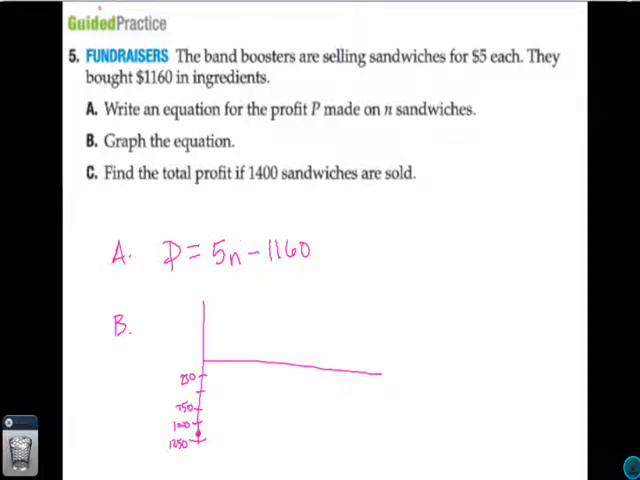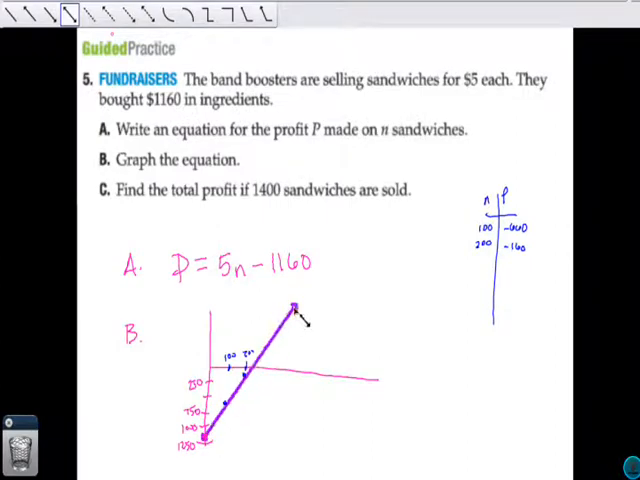It's probably easier to make a table here to graph this. So here's n and here's p. I don't want to use 1. It's too small. We're going to be doing this forever. So let's say we do 100. If we do 100 sandwiches, this is negative 660. So that's somewhere in there. Say we do 200. Well, 200, that's negative 160. So that's somewhere right there. And I've got my 3 points now, and that's enough to graph it. So my line's going to look something like that.